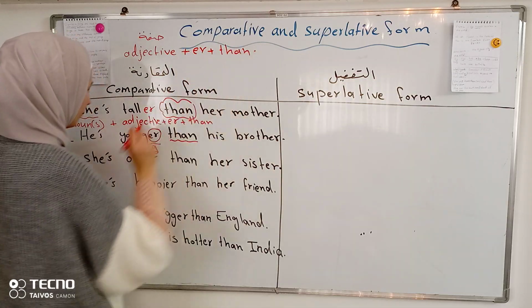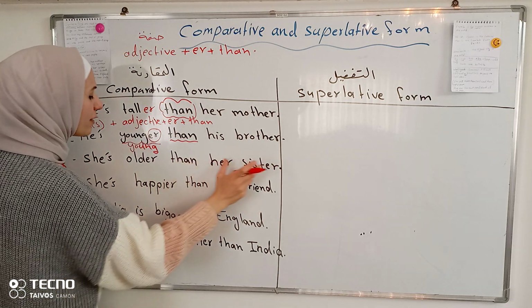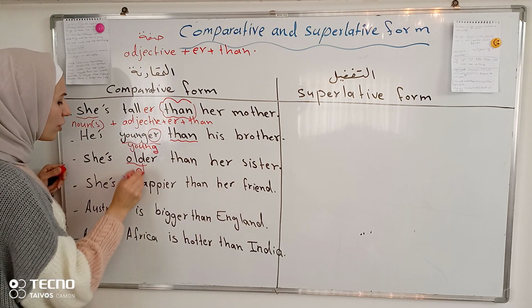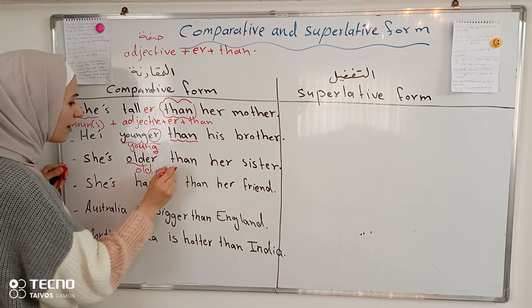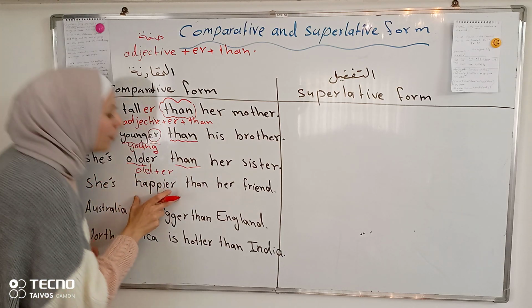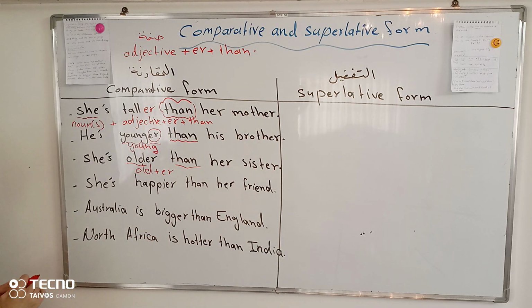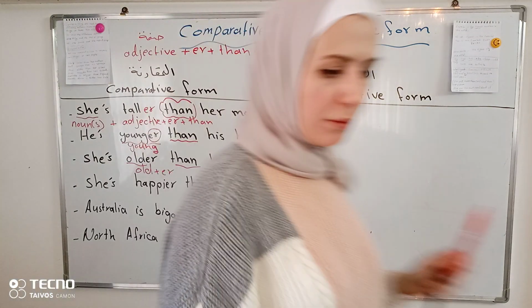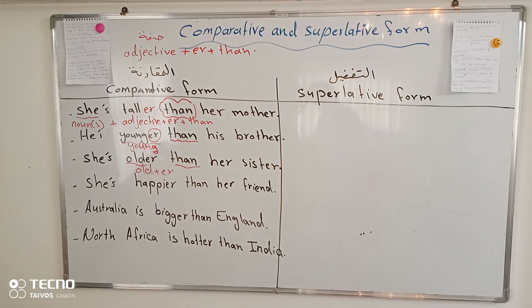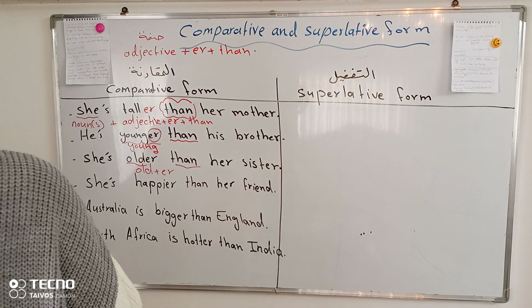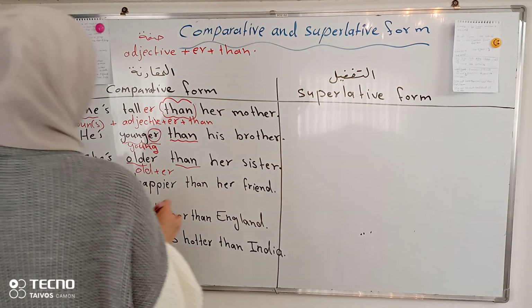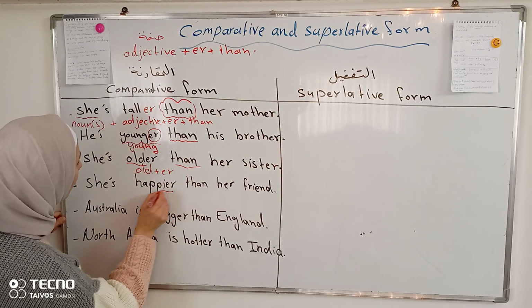Very easy. She's older than her sister. Old, where's the adjective here? Old plus er plus than. She's happier than her friend. She's happier than her friend. Let's see happy here.